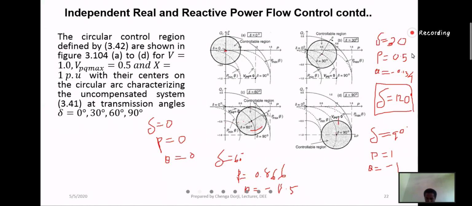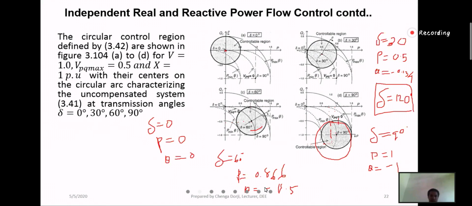So you can have 0.866 somewhere else here, then 1.5. So here now if you draw this, 0.866 is somewhere here, and minus 1.5, where it would be. With this as the circle center, you can draw this. So it will be somewhere else here.